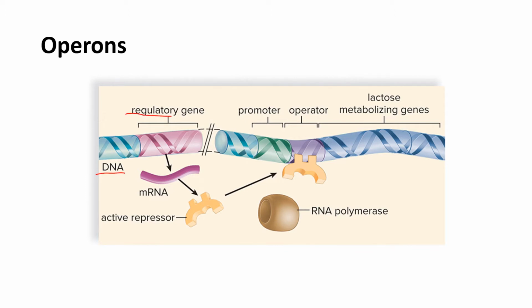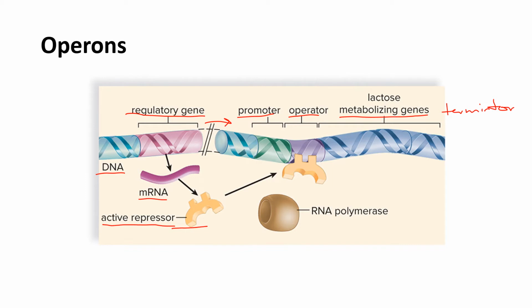And upstream, you have the regulatory gene. And when the regulatory gene is expressed, when it is transcribed into mRNA and then translated into protein, you have an active repressor. Then downstream of the regulatory gene is the promoter, the operator, and then the structural genes, and then of course a terminator. They often forget to put the terminator on. I think it's just implied.